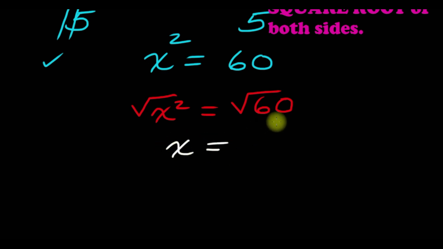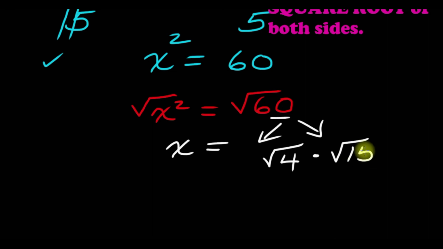Now the square root of 60: well, 60 is not a perfect square, so we're going to have to break it down using one of those perfect squares. The largest perfect square that can go into 60 is going to be 4. So the square root of 4 times the square root of 15. Right? 4 times 15 is 60.